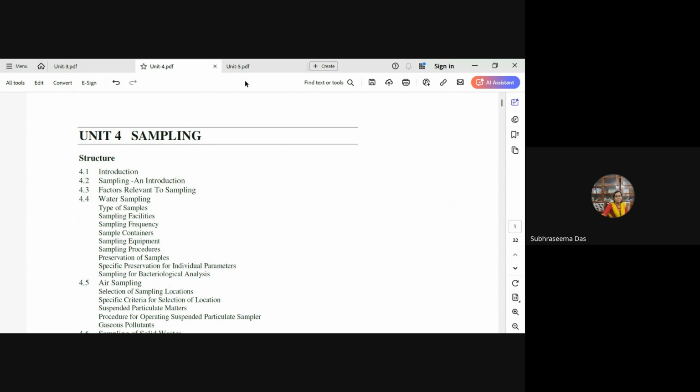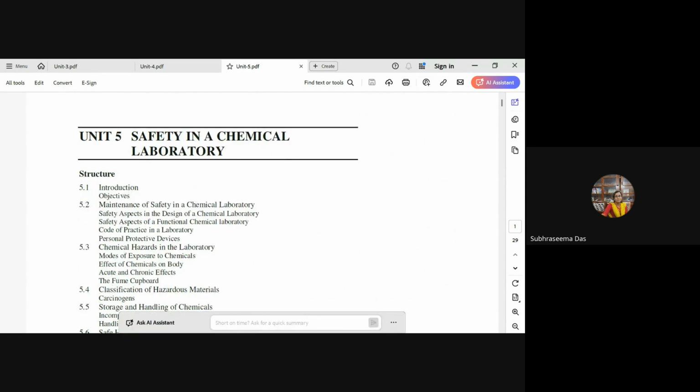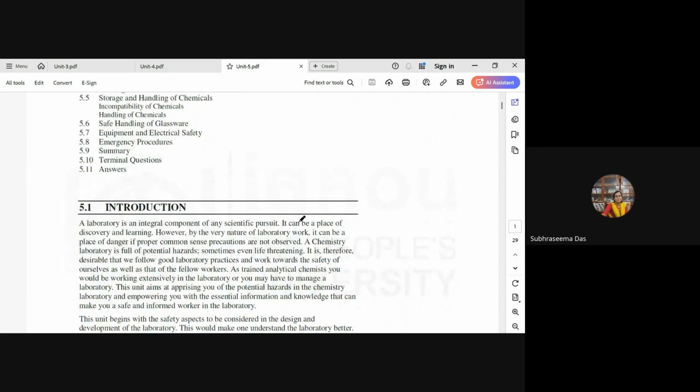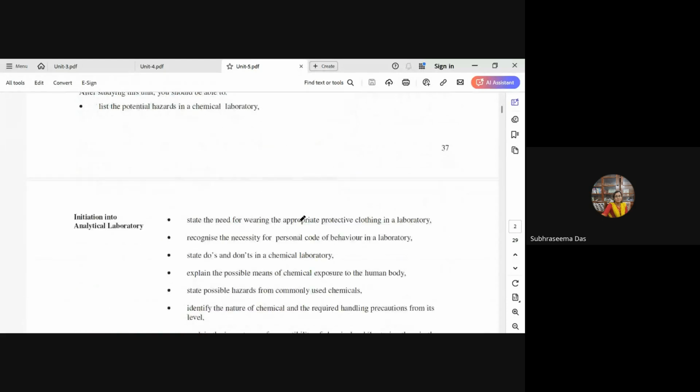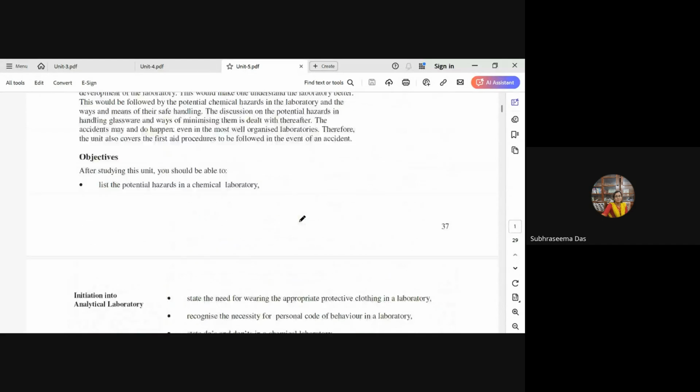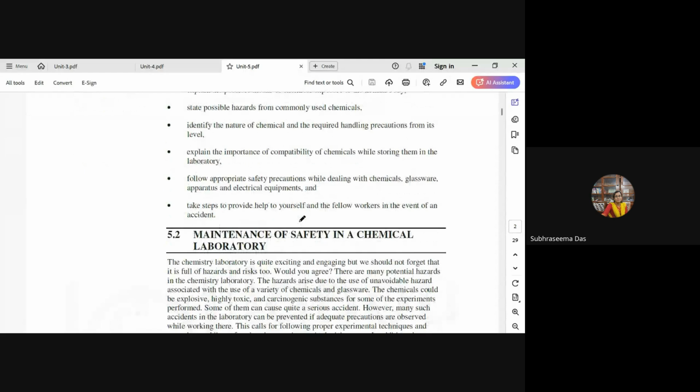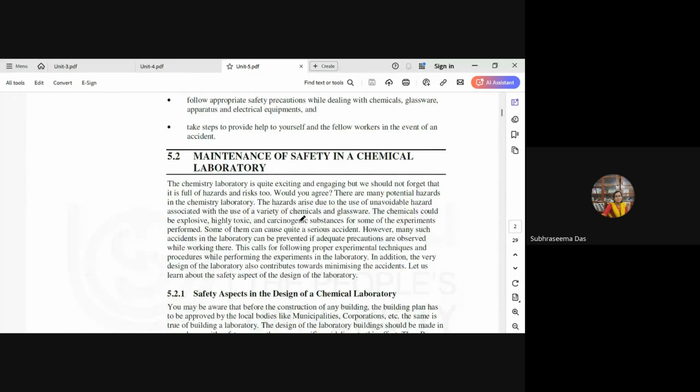Now we'll talk about a new unit, that is the safety in a chemical laboratory. Since we are working in a chemical laboratory, it is of primary importance that we ensure that we are working in a safe environment. There are various safety procedures that we need to follow in a laboratory. So now we will start with the safety aspects in a chemical laboratory.